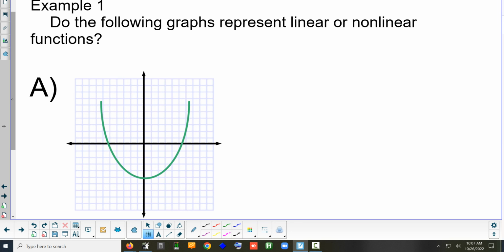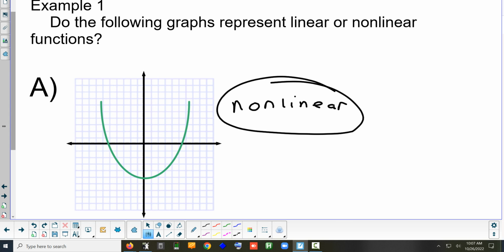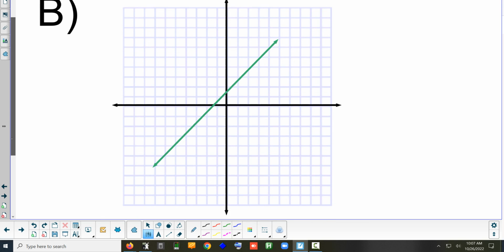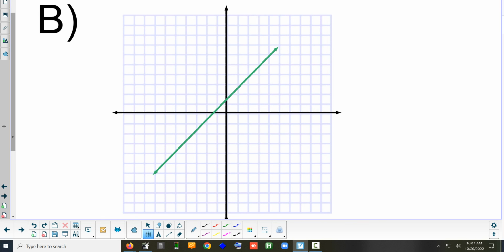It's not a line. This is a curve. So this is non-linear. And you'll have some like that on the test. I might set it up as a drop-down. We'll click the box, and then you choose linear or non-linear. But that would be it. So that is non-linear. Right, let's try B. Okay, what do we think about that one? Linear or non-linear? Tirza? That's linear.